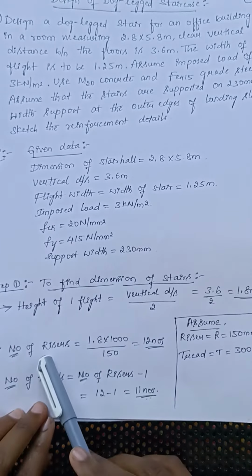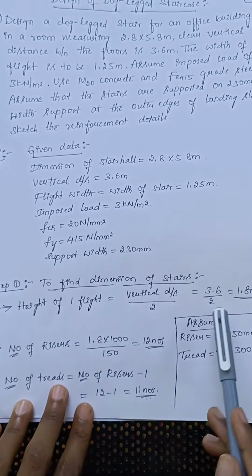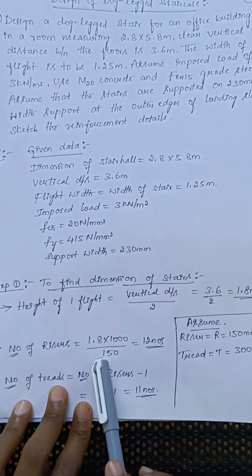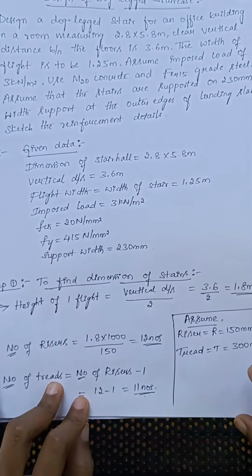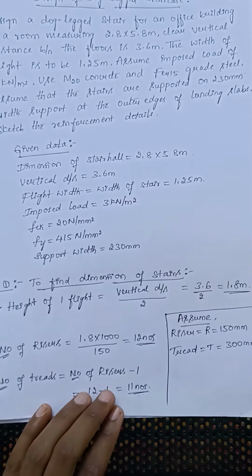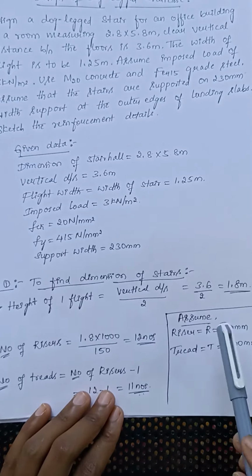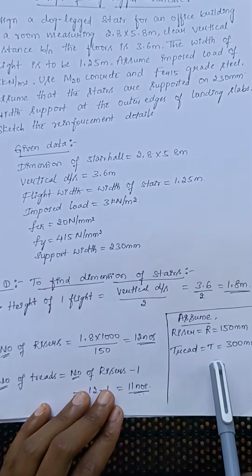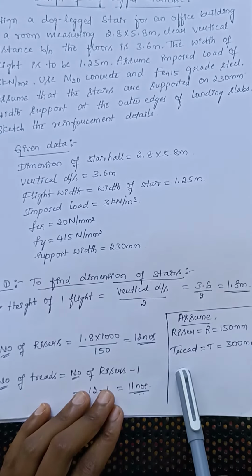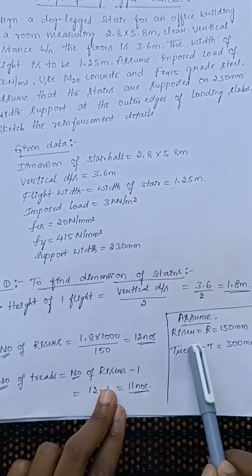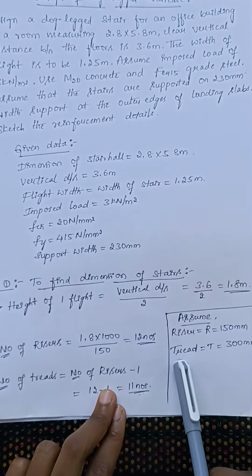To find the number of risers, we have to divide the height of the flight by the rise height. Here the height of the rise as well as the width of the tread is not given in the question. If it is not given, then you have to assume it in the range 150 to 180 for rise height and 230 to 300 for the width of the tread. Let us assume for our problem the height of the rise as 150 and width of the tread as 300 mm.